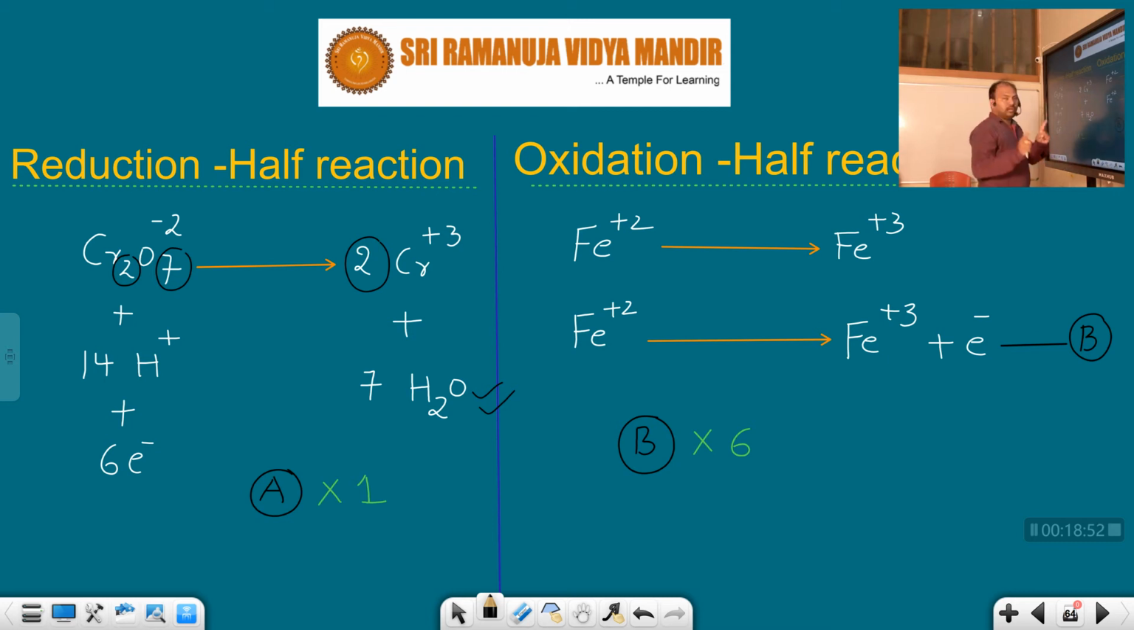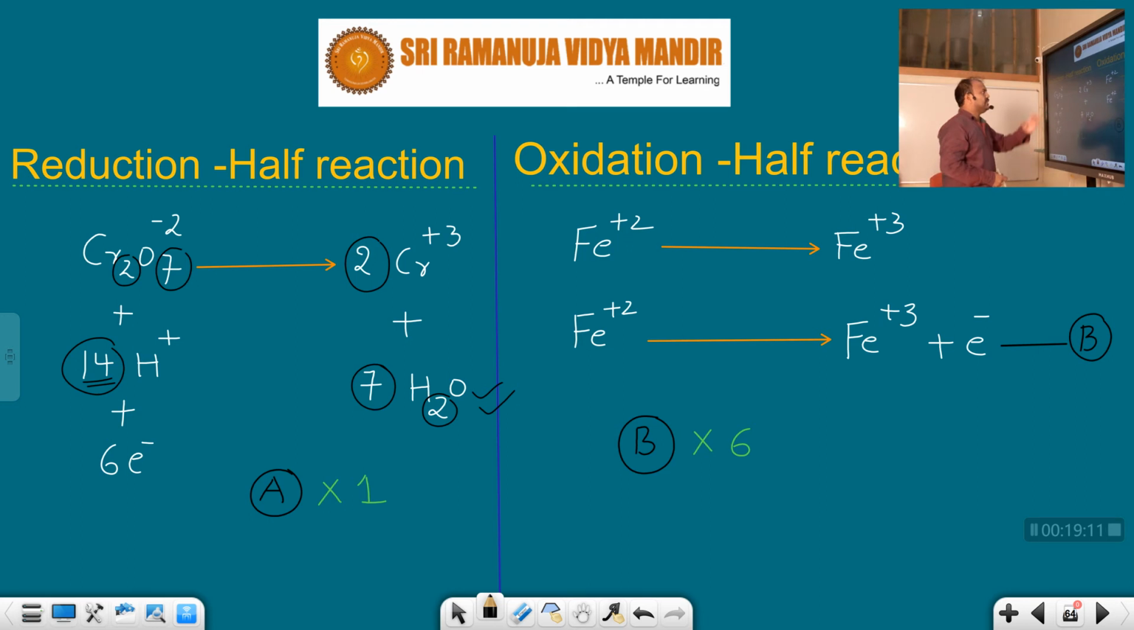After that we balance the hydrogens. 7 twos are how many hydrogens? 7 twos are 14 hydrogens. So on the hydrogen-deficient side we add H plus ions. That's why on the left-hand side we add 14 H plus ions. Am I correct or not?